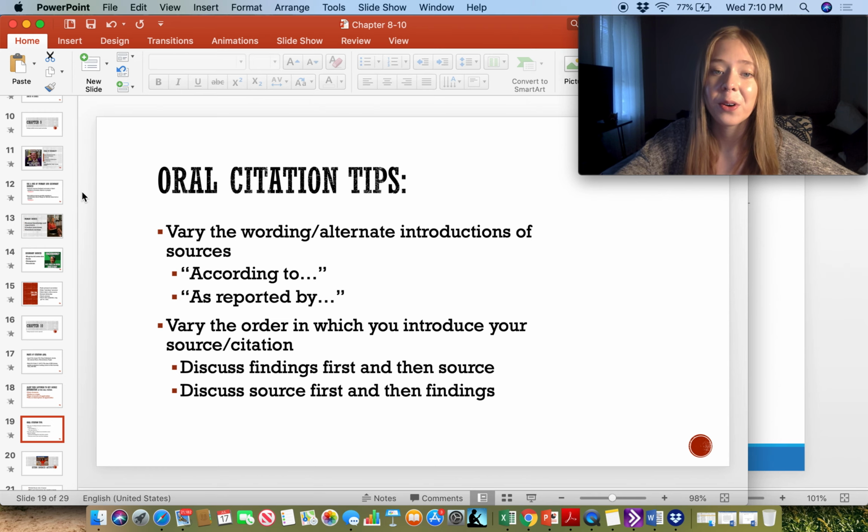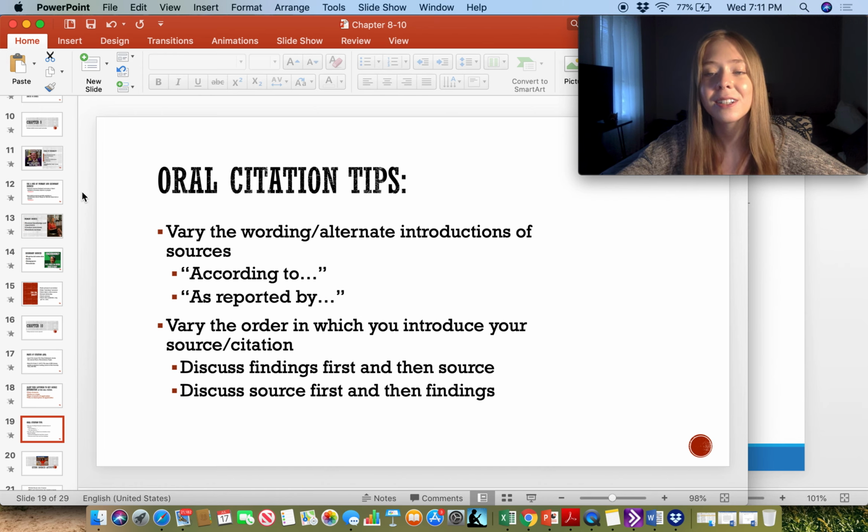Here are some tips for your oral citation too. It gets really boring if you say the same thing every time you're citing something, especially if you cite things over and over again. So if I said, according to your textbook, like over and over again, that would get really redundant and you lose the audience's interest pretty fast.